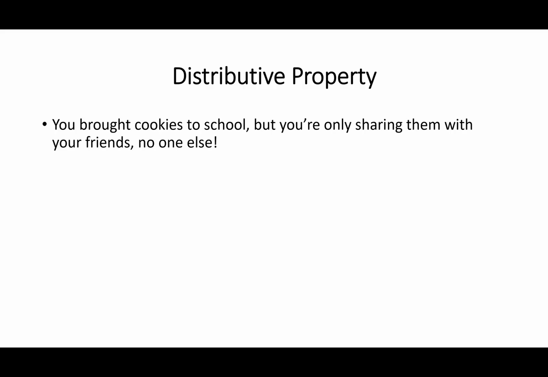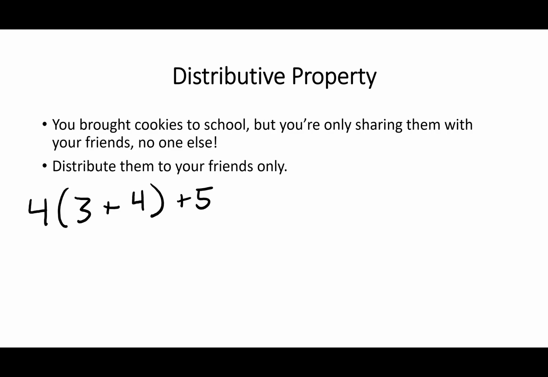Okay, let's move on. The distributive property. You brought cookies to school, but you're only sharing them with your friends, no one else. So, if you're distributing them to your friends only, let's say I give you this math problem. These are your cookies. The number on the outside of the parentheses. So whatever number is outside your parentheses, this number right here is what you're distributing. You want to give cookies.